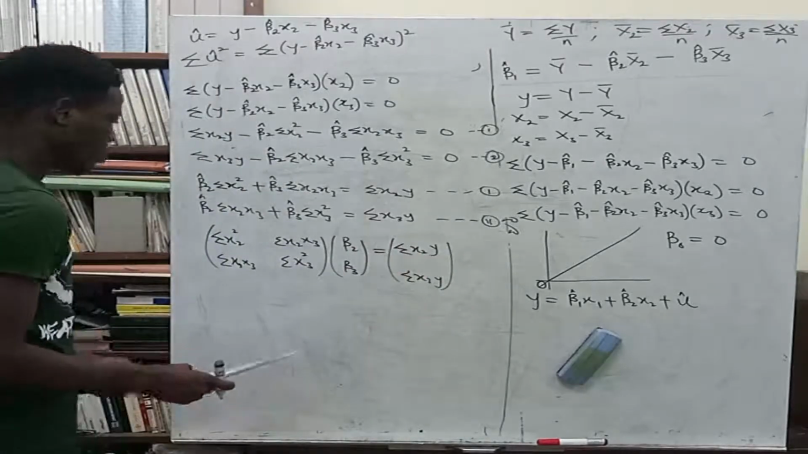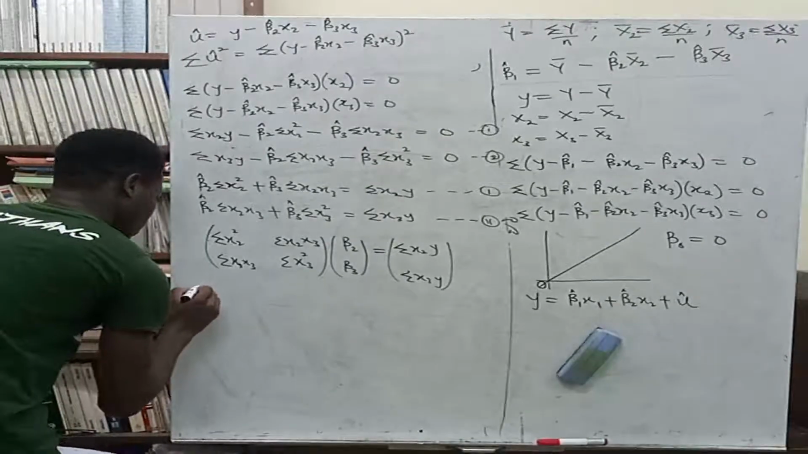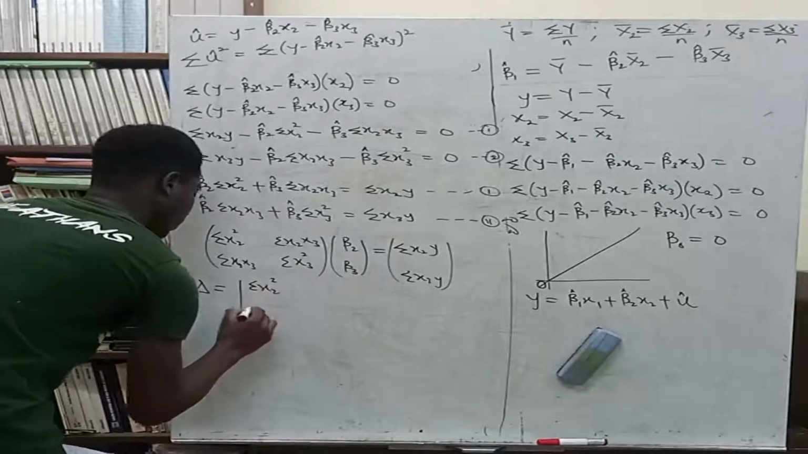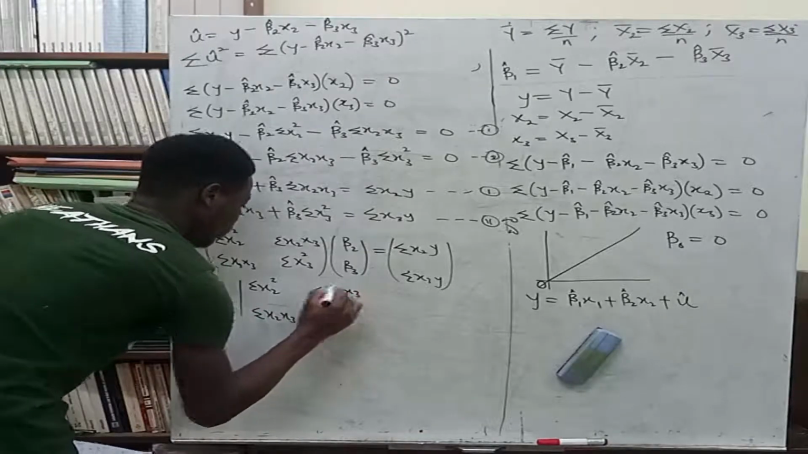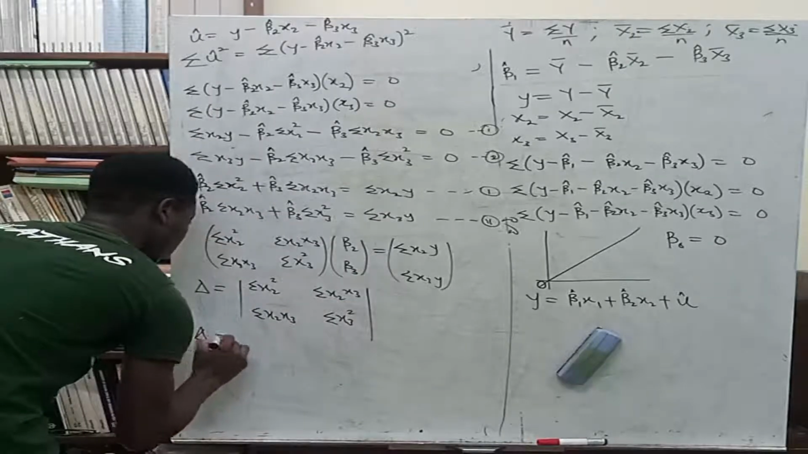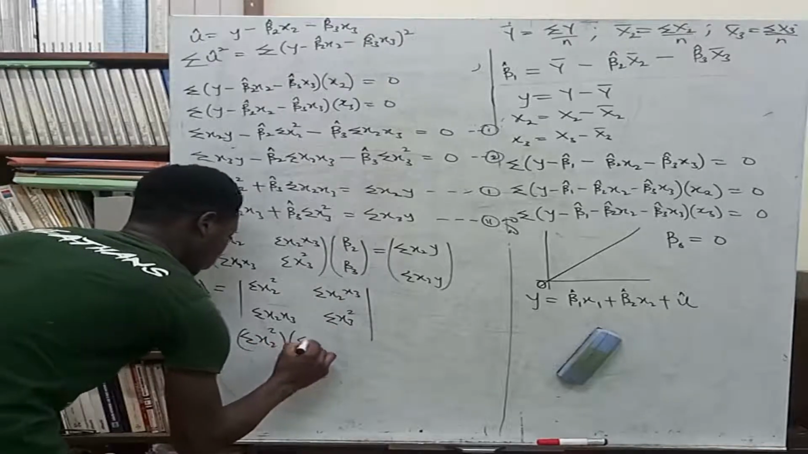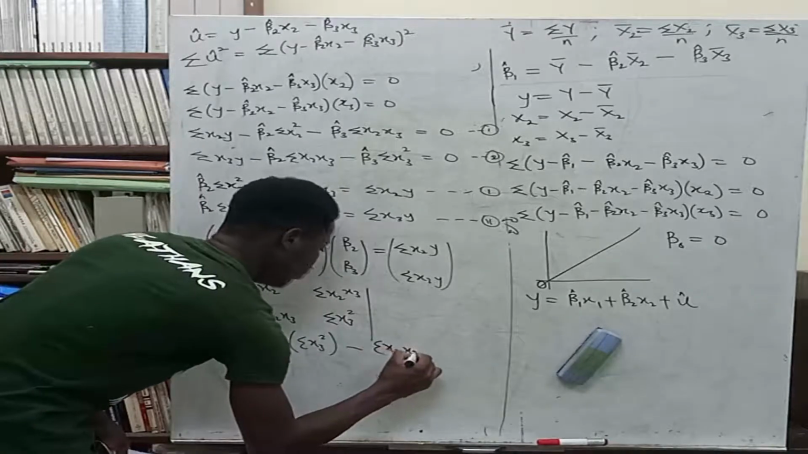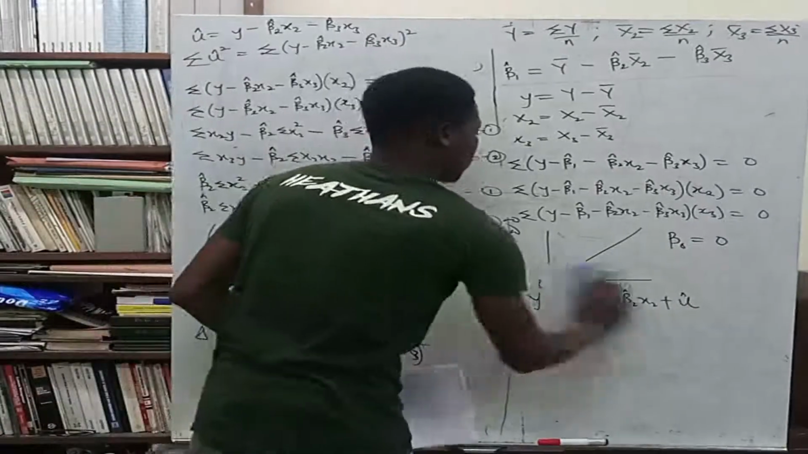So what do we use? We use Cramer's rule. First step is to get the general determinant. So we get the general determinant. So that will leave us with this. We multiply this, minus this, multiply this, squared. Now what's the next step?